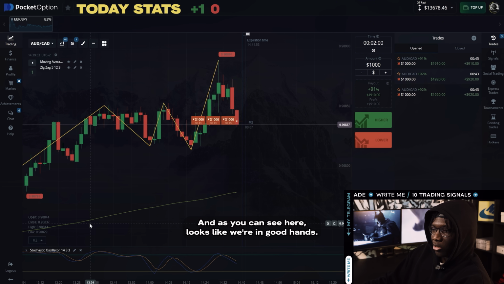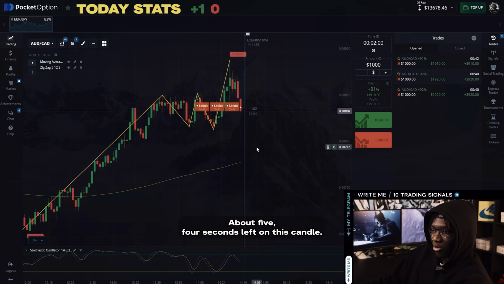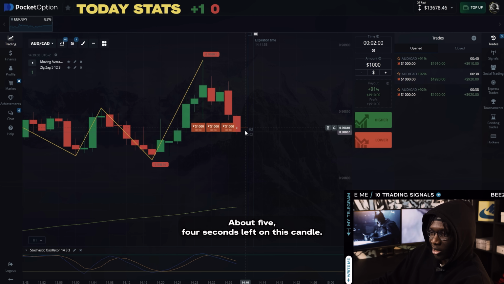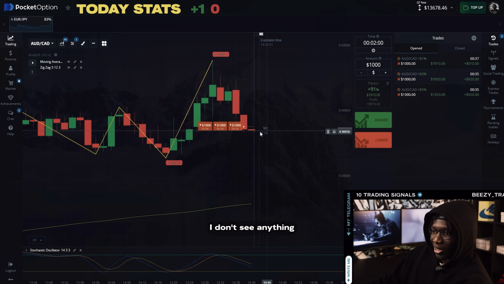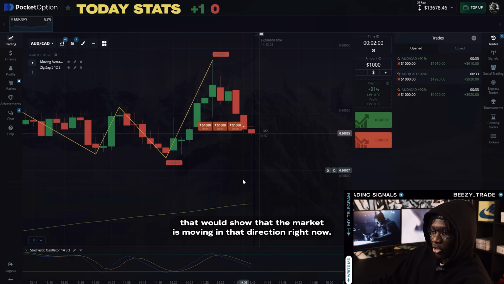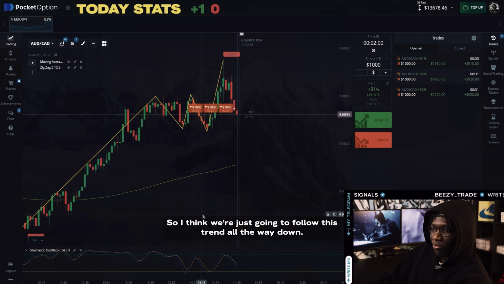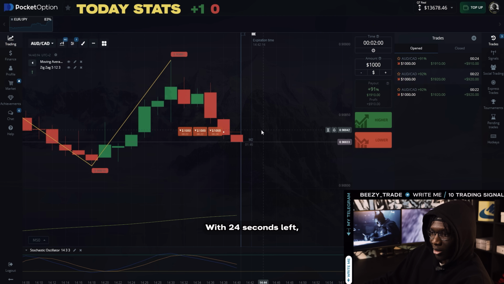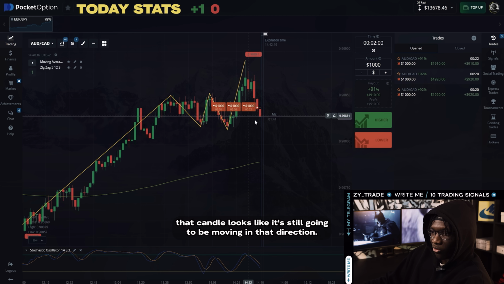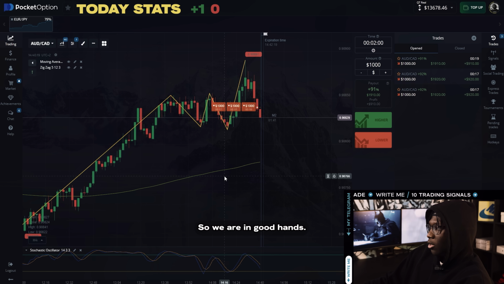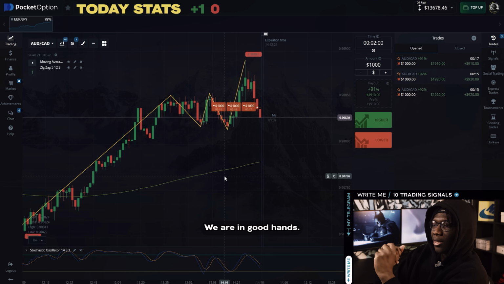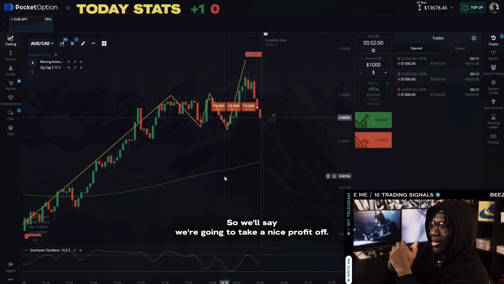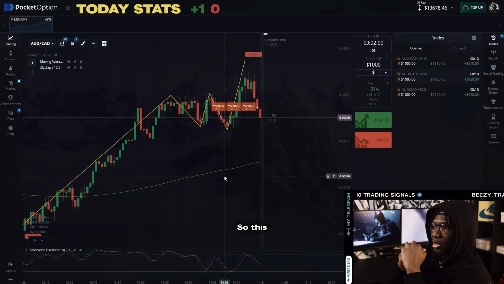enter into your trade. And as you can see here, looks like we're in good hands with about 4 seconds left on this candle. I don't see anything that will show that the market will move in the other direction right now. So I think we're just gonna follow this trend all the way down, and that could be a nice little win trade for us with 24 seconds left. That candle looks like it's still gonna be moving in that direction. So we are in good hands. We are in good hands. So it looks like we're gonna take a nice profit off of this.